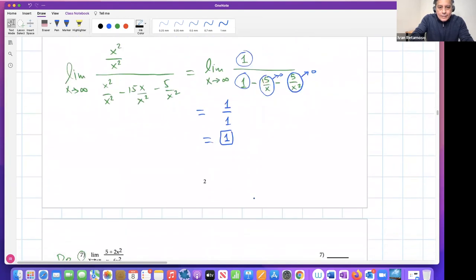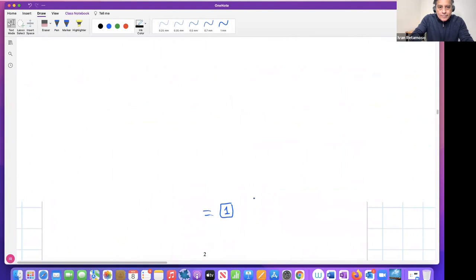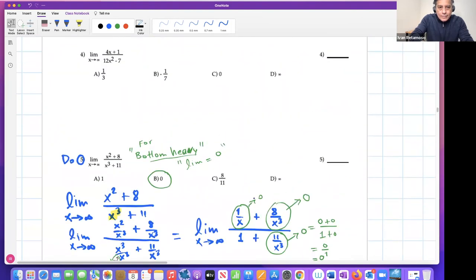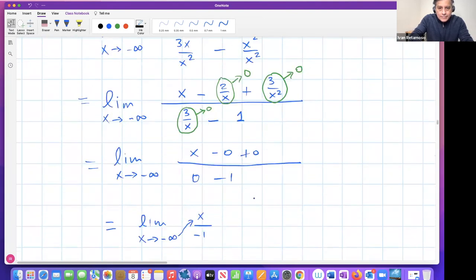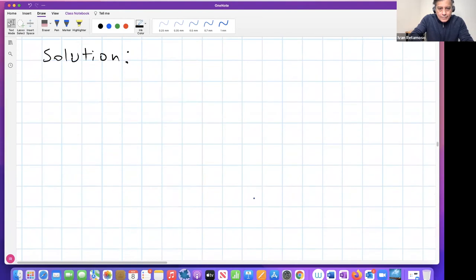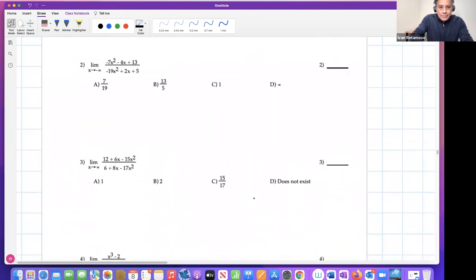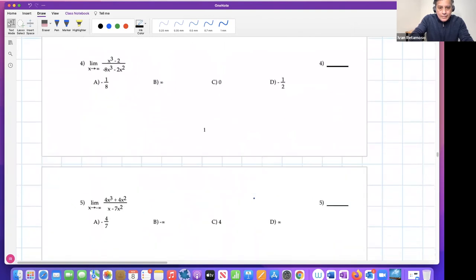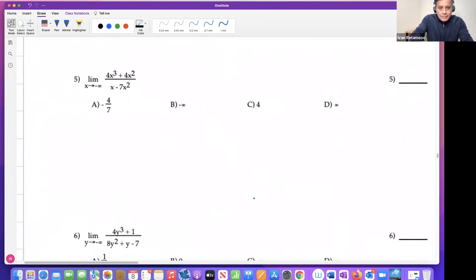But for this, we need another worksheet, I think, because I don't see any top heavies here. Let's go to the other worksheet. In the bottom here, there's a second worksheet. There is a chance to practice here. Equally heavy, top heavy, this one. Can you try this one? Number five.